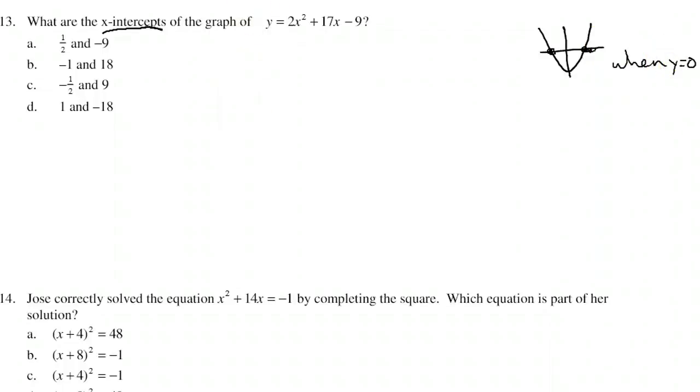So that's the definition we're going to use. What's the value of x when y equals 0? And that's our x-intercept. So all I'm going to do is plug in a 0 here, and we can solve this equation now to help us find our x-intercepts.